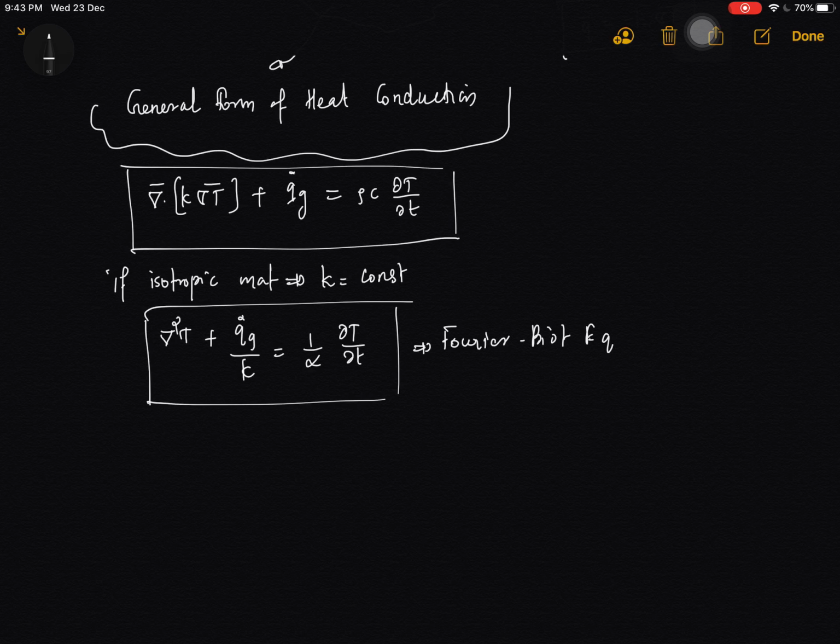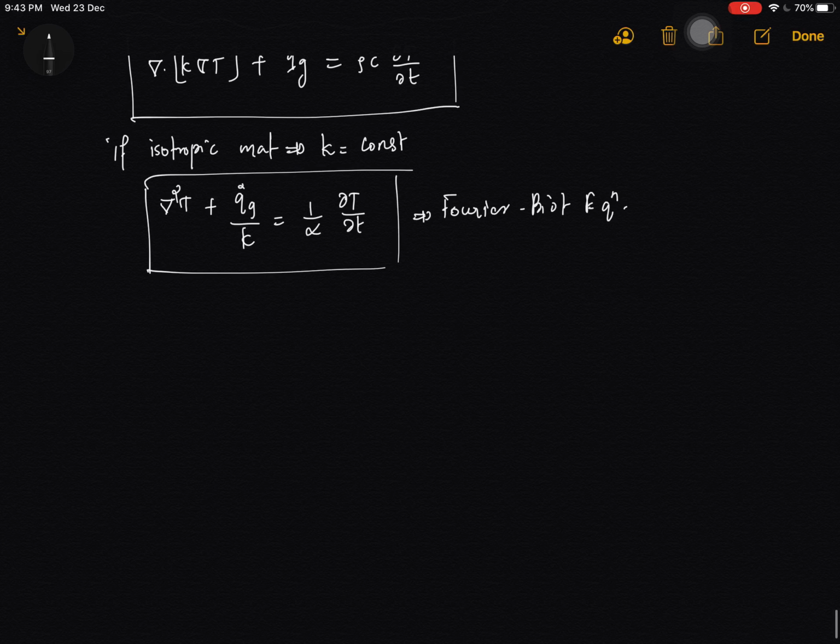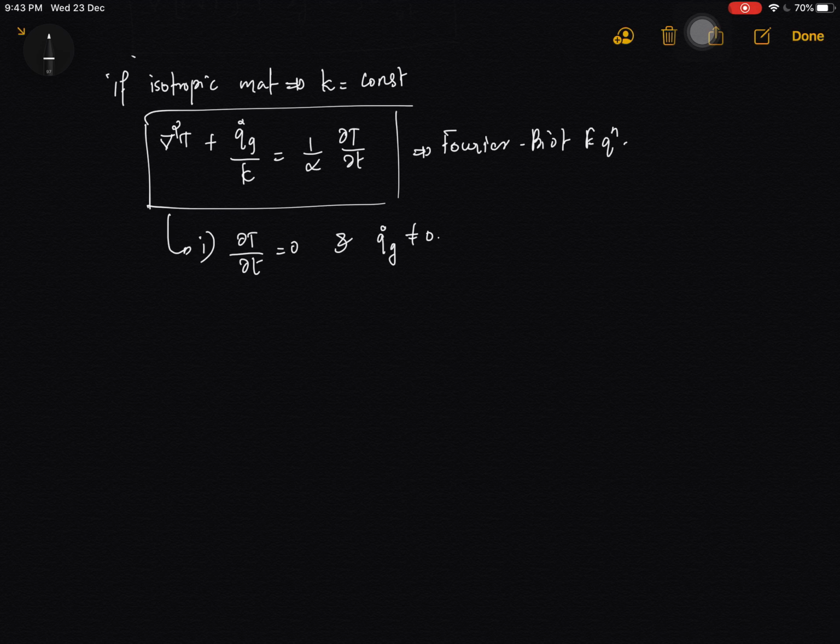Fourier-Biot equation, and this equation has some special cases. The first special case is for steady state heat conduction, that is dot T by dot t equal to 0, and with heat generation, that is Q dot G not equal to 0. The Fourier-Biot equation can be written as del square T plus Q dot G by K equal to 0, and this equation is called the Poisson's equation.